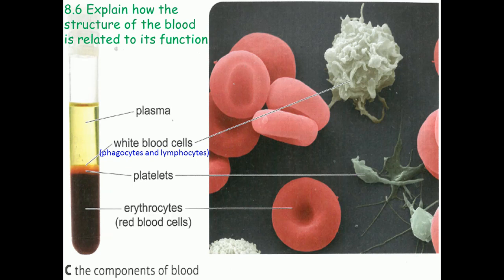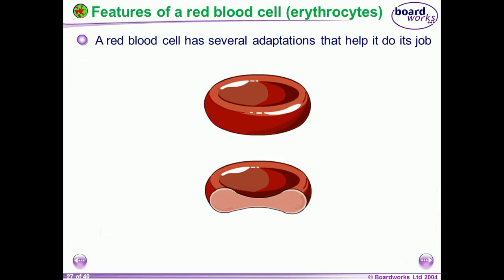And we want to know how the structure of these blood components is related to its function. So we're going to know their function as well and then relate that to its structure. First, we've got red blood cells, and the function of red blood cells is to transport oxygen from the lungs to the body cells. As we've discussed earlier, the red blood cells transport oxygen from the alveolus to the body cells.